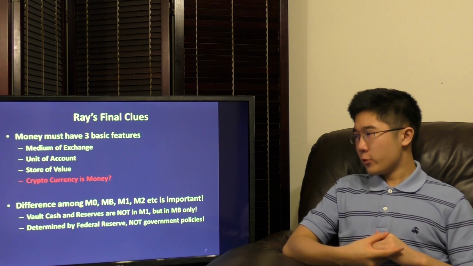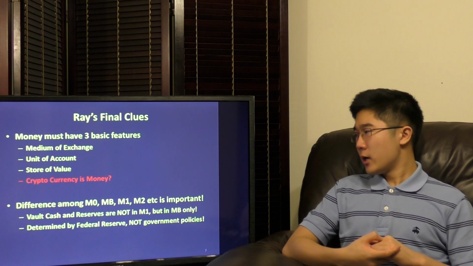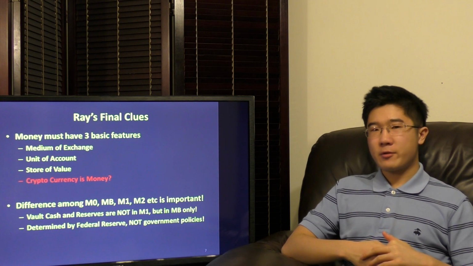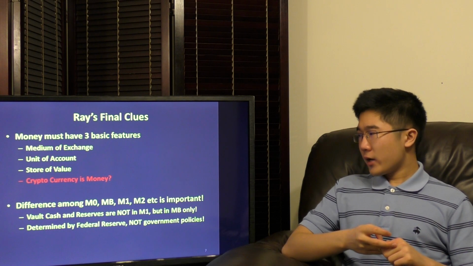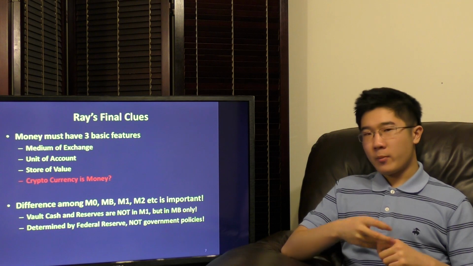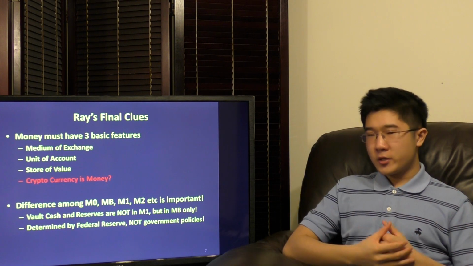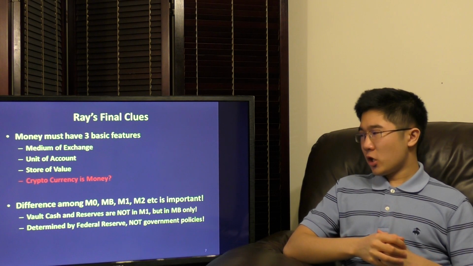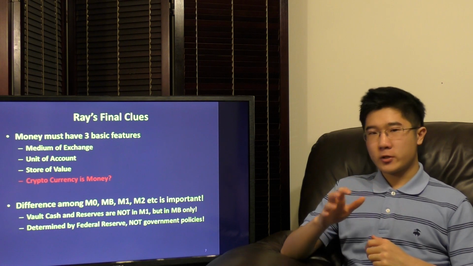In the second part of the video, we summarized that there's a large difference between M0, the monetary base, M1, M2, and other measures. These are very important because they all make up a significant portion of our economy, as just shown through our last graph. Reserves and vault cash are not in M1, but they're in the monetary base. M1 is just currency in circulation and liquid currency in circulation. And all of this is determined not by federal government policies, but by the Federal Reserve, which is technically a quasi-private institution.